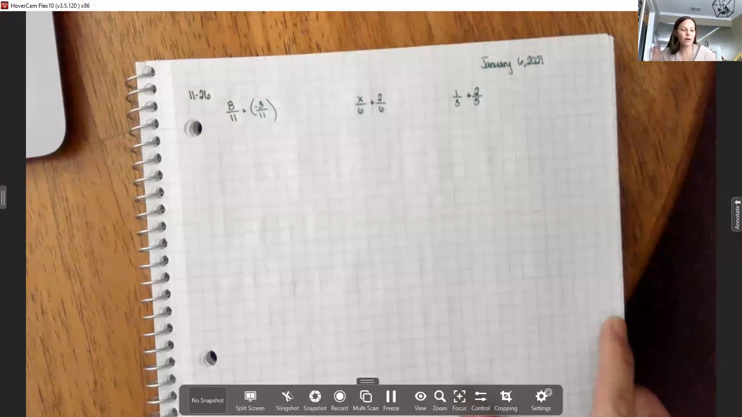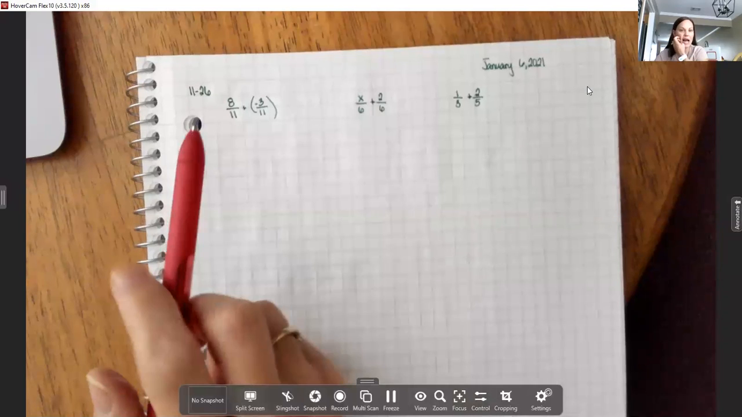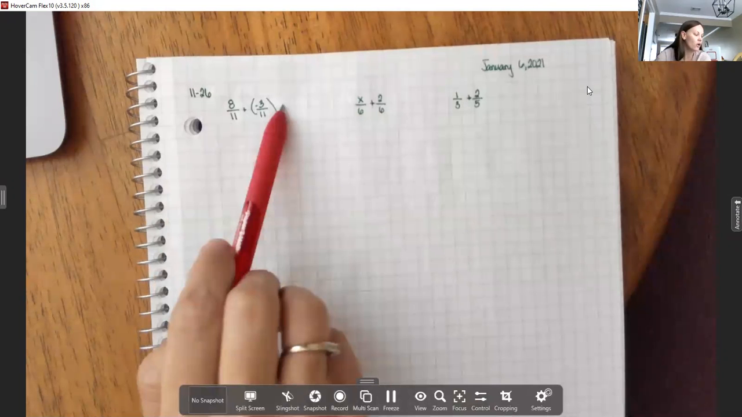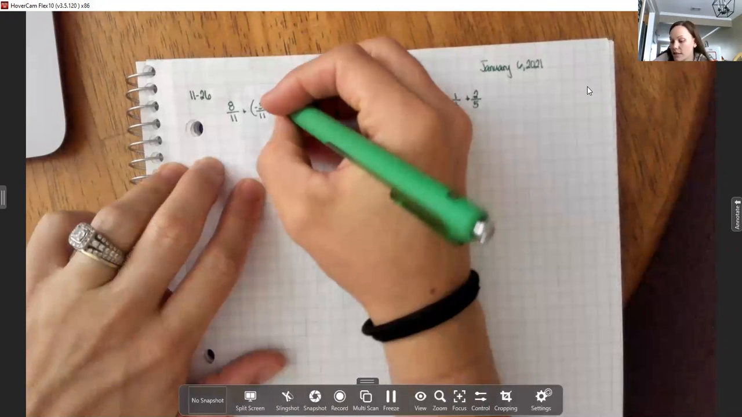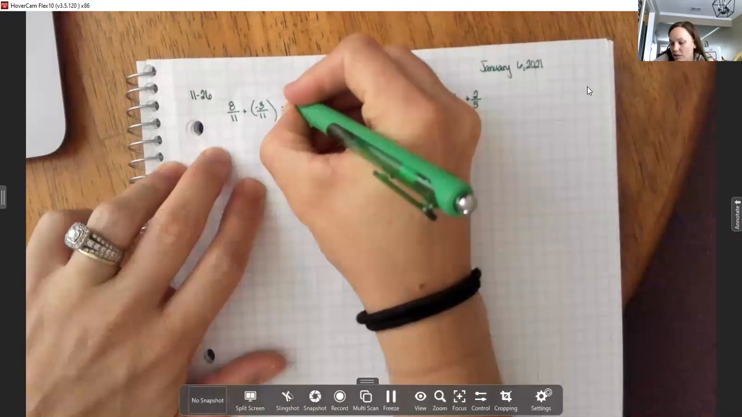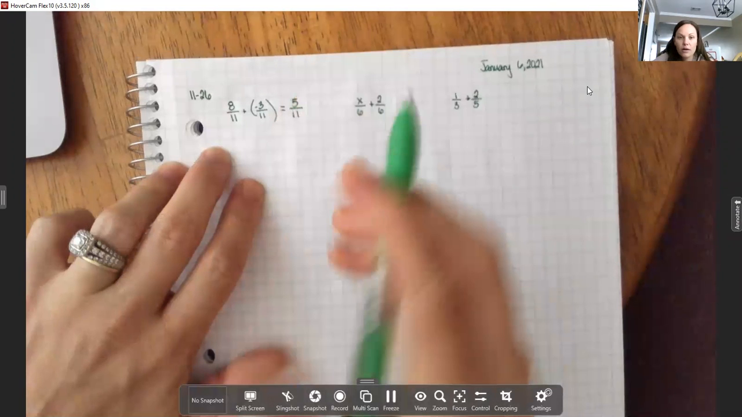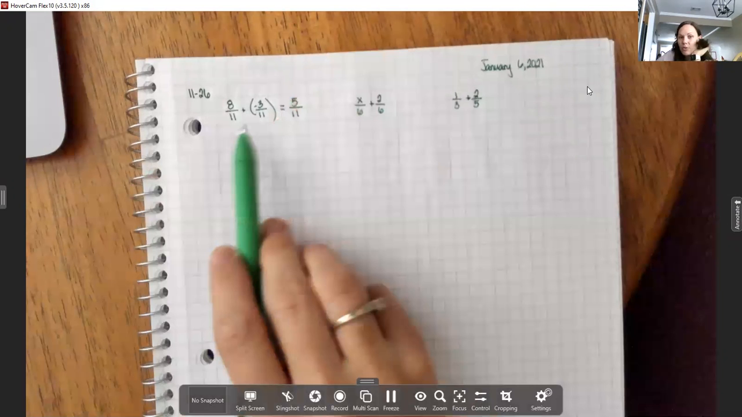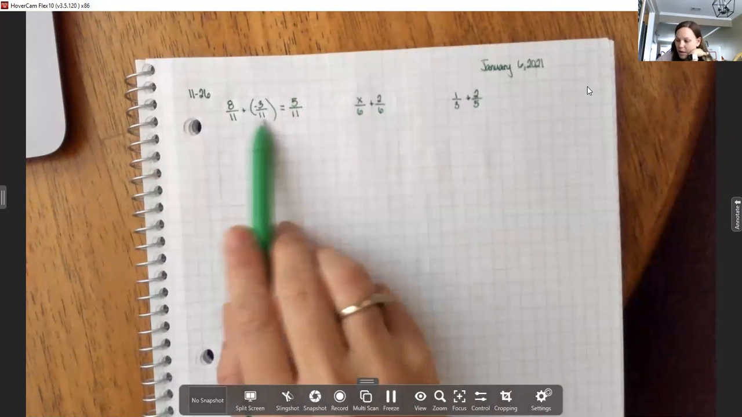So here on number 26, it's adding fractions. This first one, 8/11 plus -3/11. We just get to add straight across because they have a common denominator. Just as a reminder, this is like a late elementary school type problem, I do believe. Common denominator, just add them.